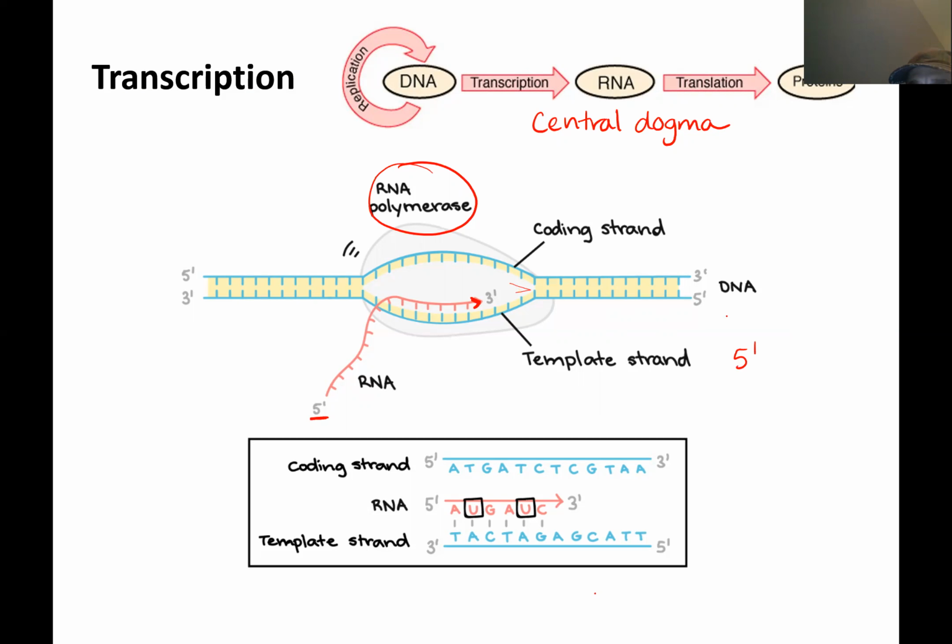Everything is going anti-parallel, so our template strand is 3' to 5'. I should do it this way, right? And we're going to make our RNA 5' to 3'. And if you were looking at sequences, the template strand and the RNA are complementary. The mRNA is made by base pairing.